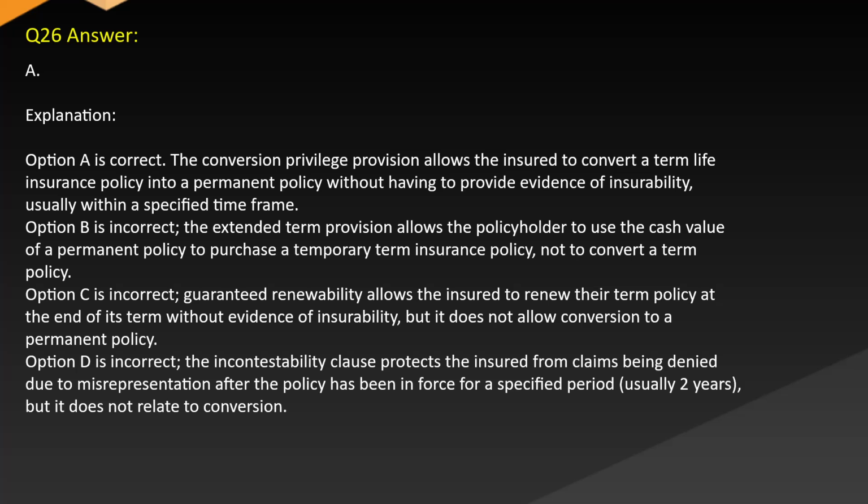Option C is incorrect. Guaranteed renewability allows the insured to renew their term policy at the end of its term without evidence of insurability, but it does not allow conversion to a permanent policy. Option D is incorrect. The incontestability clause protects the insured from claims being denied due to misrepresentation after the policy has been in force for a specified period, usually 2 years, but it does not relate to conversion.